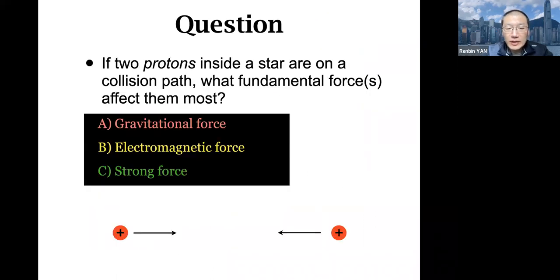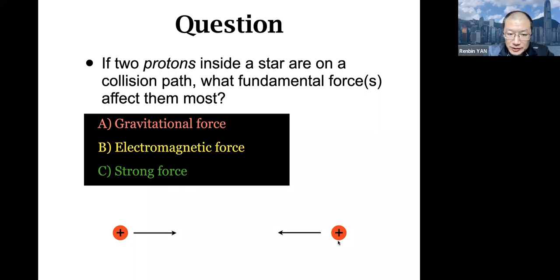So the question we want to evaluate is: if 2 protons inside the star are on a collision path towards each other, if I have 1 proton here and 1 proton there, and they're trying to come together to form a helium nucleus, can they do that? What kind of force do they feel? They can feel gravitational force, they can feel electric force between them, which is repulsive. They can also feel the strong force that is attractive. Which one affects them most?